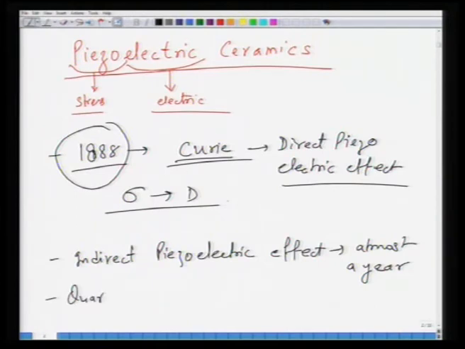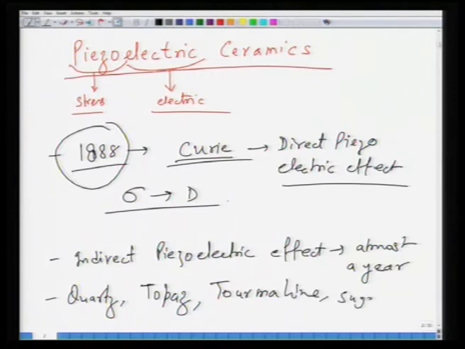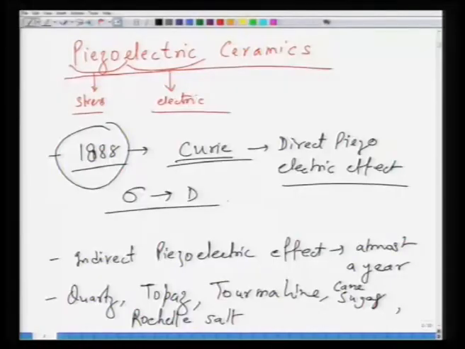For instance, quartz was one of the early materials which was studied, and then you had topaz, tourmaline, sugar, or rather cane sugar, and then Rochelle salt. All of these materials were studied in the beginning, after the discovery of the piezoelectric effect in the 1880s by Curie and other scientists.